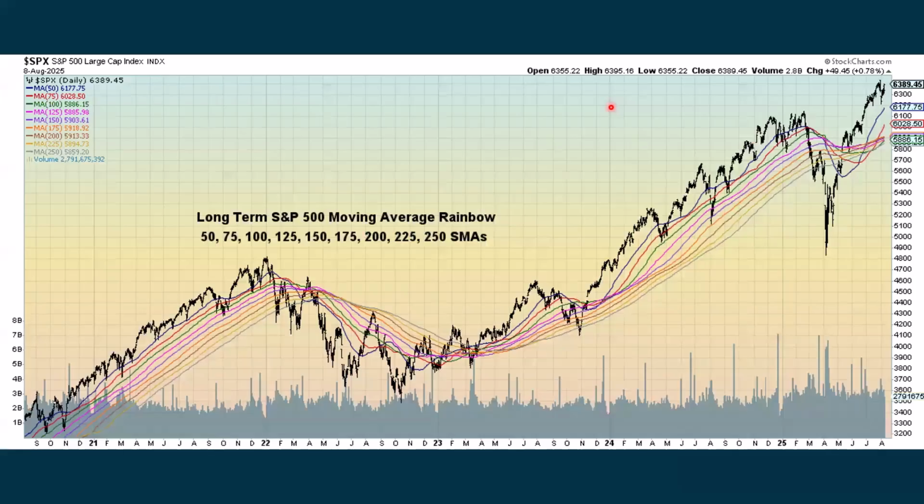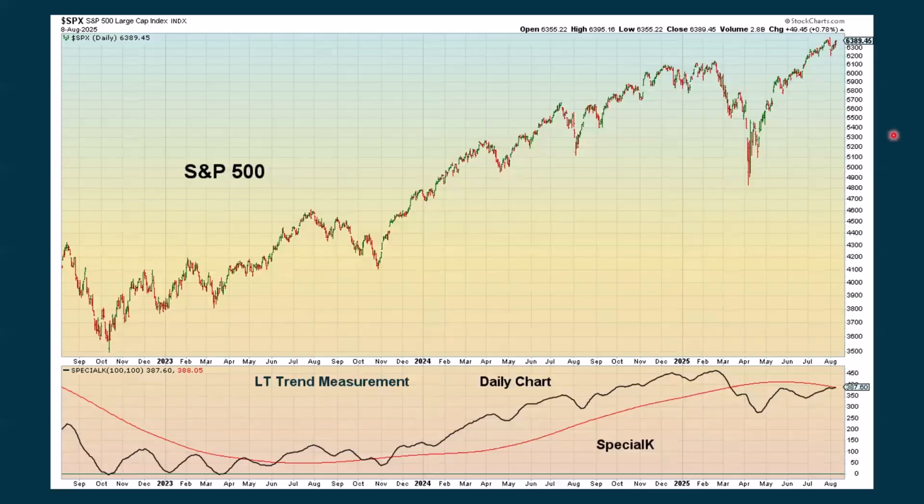A long-term rainbow going from 50 periods up to 250 periods, we're above all the lines and all the lines are going up. And the more we stay above this, the more these lines will continue to go up, cross over each other again, and look even more positive. Now we're getting really close.